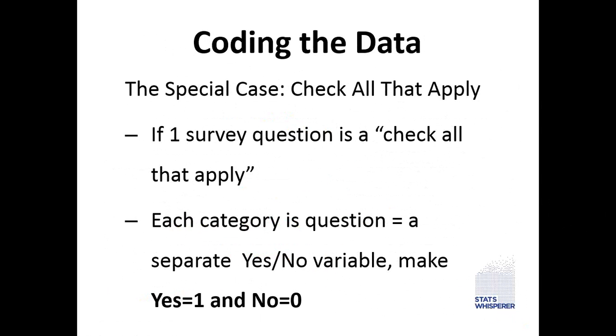And the special case of all that apply. So you might have one item, but within it, it's like, has this ever happened to you, and it's A, B, or C within it. Each of those becomes its own separate variable. And I'll illustrate that in a minute. And again, we're going to go over why it's important to keep yes equals 1 and no equals 0 in this instance.